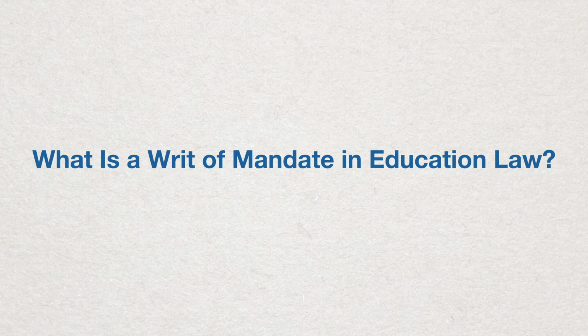What is a writ of mandate in education law? In education law, a writ of mandate, also called a writ of mandamus, is a court order issued by a judge on the request of a petitioner that compels a public entity, such as a school, district, or board of education, to perform an action that it has failed to or refused to do.